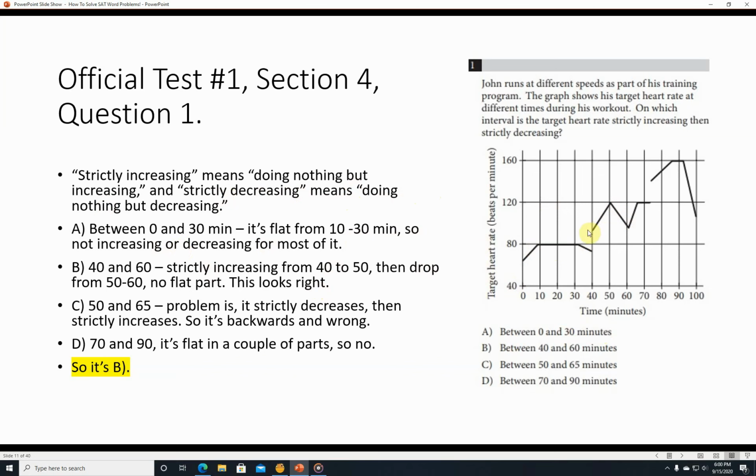40 and 60, okay, strictly increasing from 40 to 50. Then 50 to 60 drops, there's no flat part, that looks right. So 50 and 65, it goes down, and then it goes up. That's great, but it's strictly decreasing then strictly increasing, so it's got it backwards. That means it's wrong. So 70 and 90, it's flat here, then it's increasing, then it's flat to 90, so no, it doesn't really decrease anywhere. So it's got to be B.